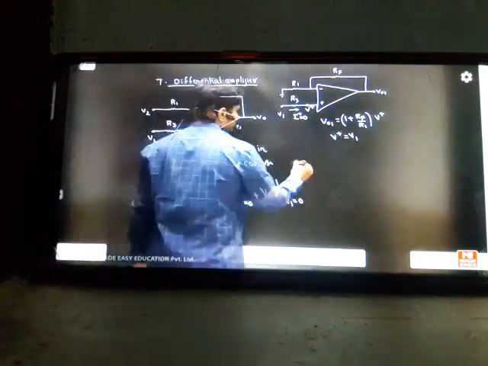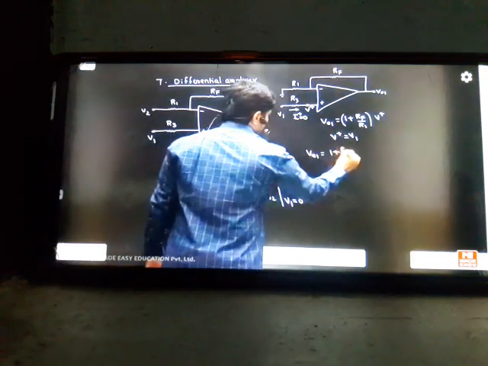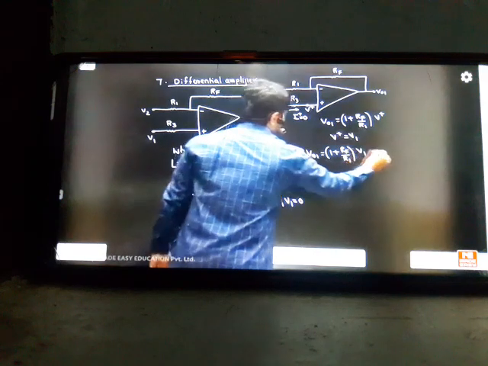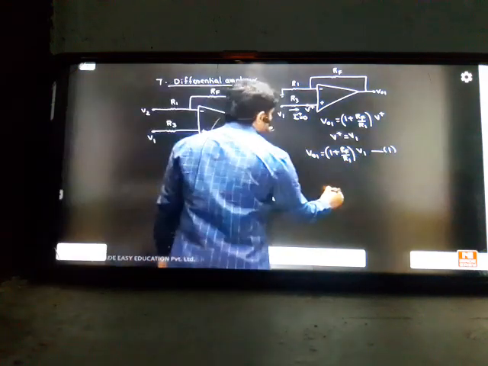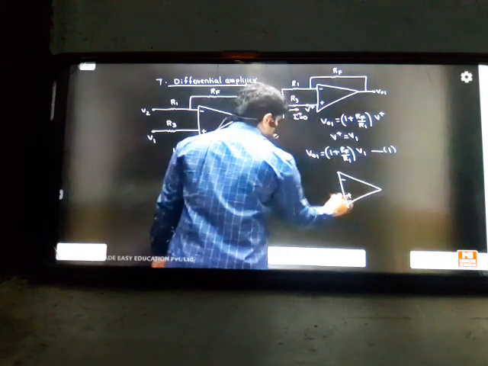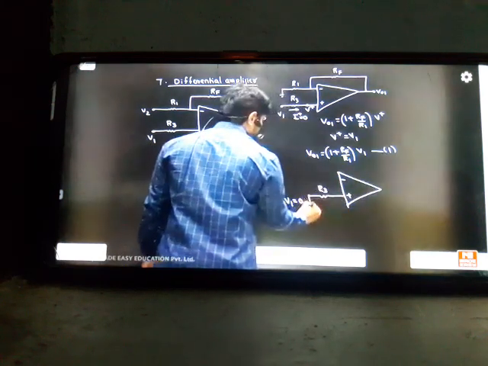Now the answer here is V01 equals 1 plus RF by R1 into, simply you can write, V1. Can you take this as equation 1? The first answer is finished. Now the second case: in the minus plus circuit, the resistor R3, we'll just make this ground.